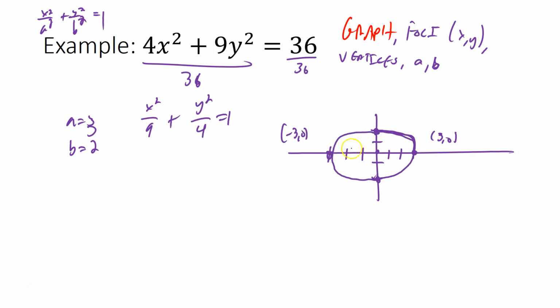It'd be better if I had drawn the left ticks a little bit closer together. Okay, but that's our ellipse. That's what it looks like. So graphing an ellipse, not bad at all. You just have to get the horizontal part from the x, the vertical part from the y, and then you plot the vertices, and you're done.